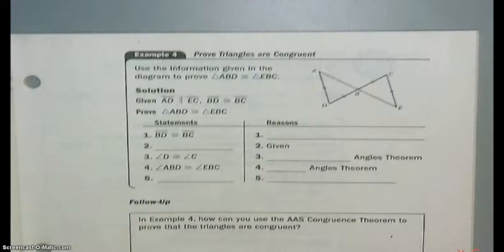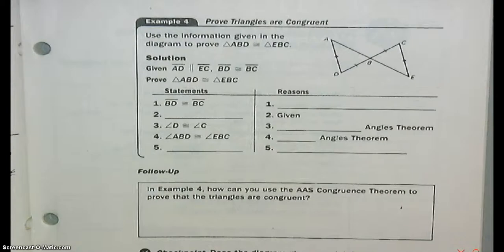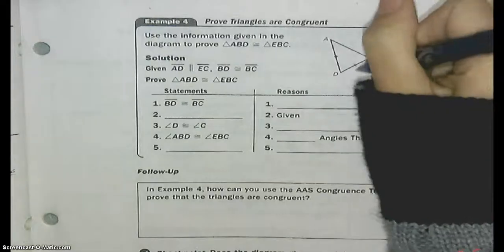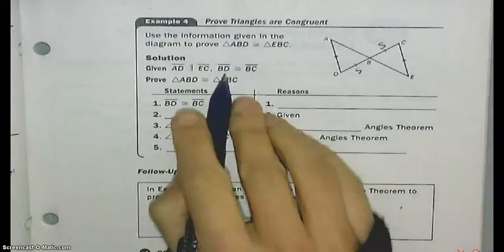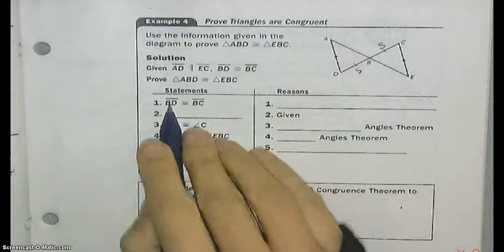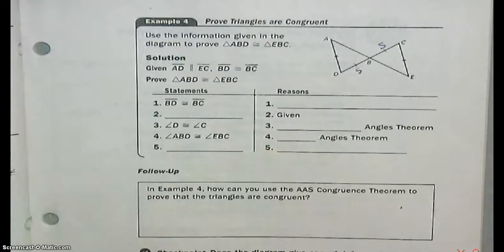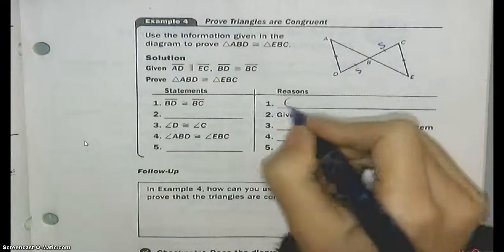So now here we're going to do the exact same thing, but we're going to write it out a little bit more formally. But it's the exact same thing as we've done on that last example. So I see a side. That was given to me, so let's go find that. BD is congruent to BC. That is given.